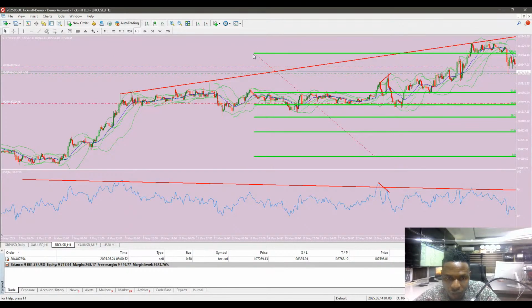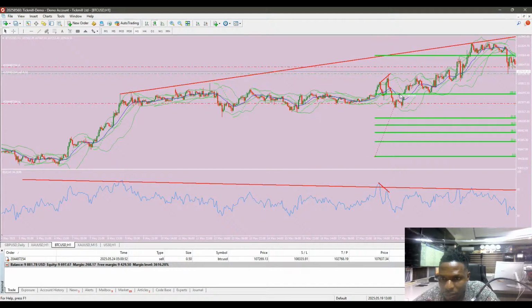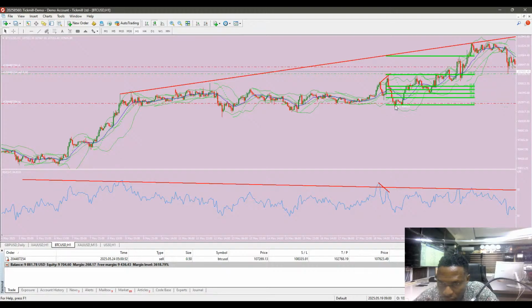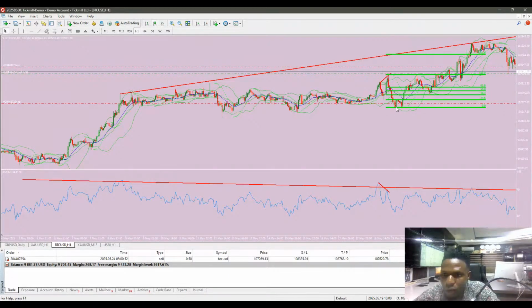How do you use it? You look for a swing, a previous momentum in the market. That is, look for where price actually moves significantly. For example, here, I'm picking this. You can see price moves significantly here. So I'm picking this, right?